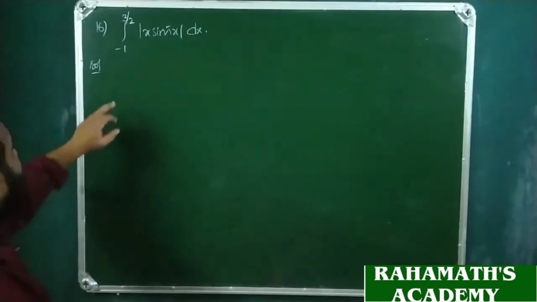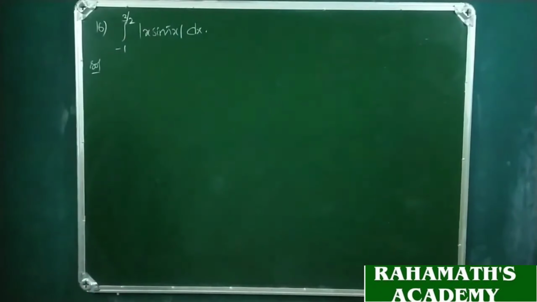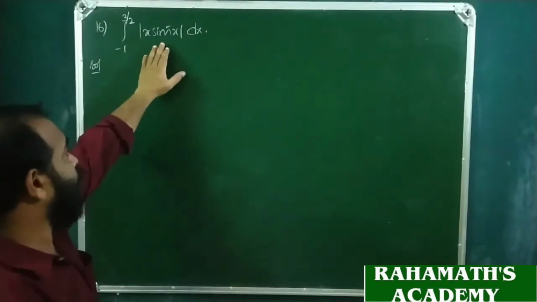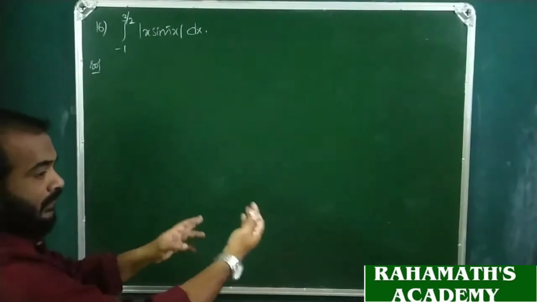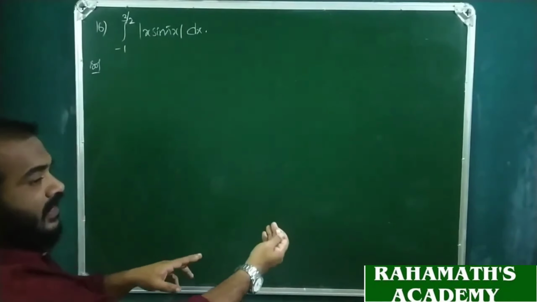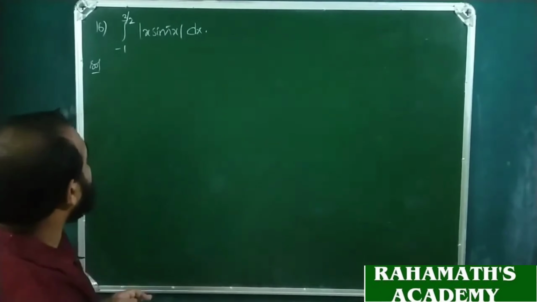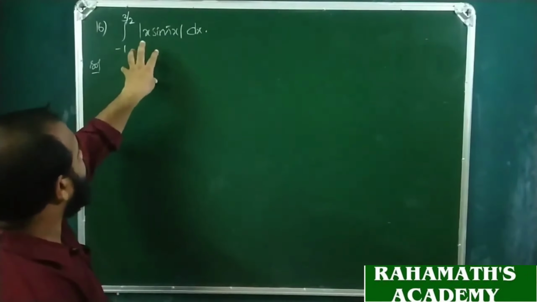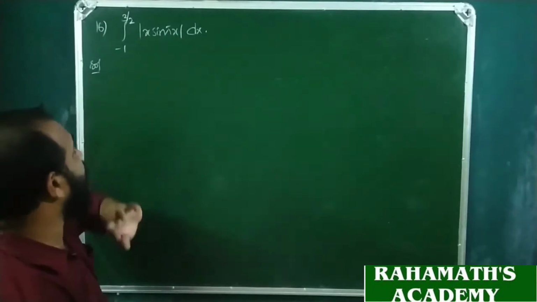Next question is the integral from minus 1 to 3 by 2 of the modulus of x sin pi x dx. We have already done this kind of problems, modulus problems. The property of modulus is: modulus of x is equal to plus x or minus x; plus x at x greater than 0, minus x at x less than 0. So that is why we have to first discuss its sign, where it is positive and where it is negative.